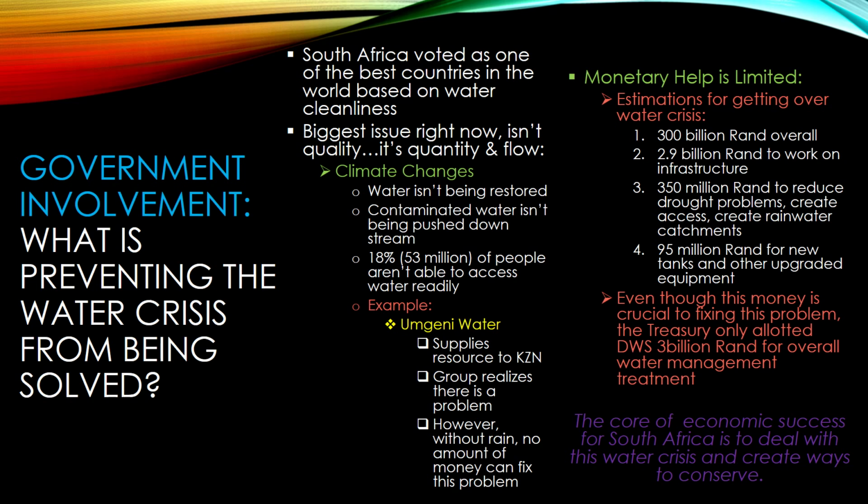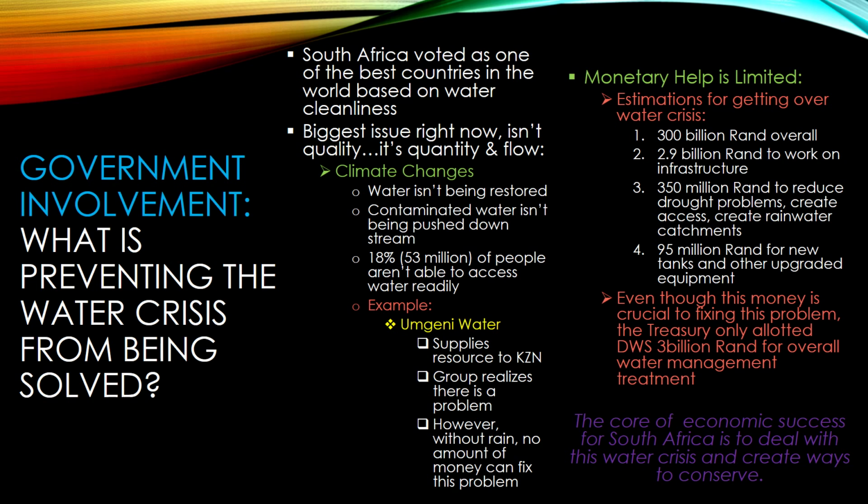18%, nearly 53 million people right now can't access water readily, and that is a huge issue. An example of this is that the Mmenji River supplier for KZN says that they're aware of the situation. They wish that they could help, but the problem is that without rain, nothing can help them, not even extra money, because you can't make rain with money. So even the water companies that are providing water for these people realize the struggles that are happening.